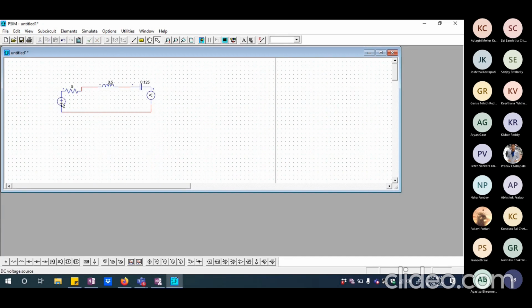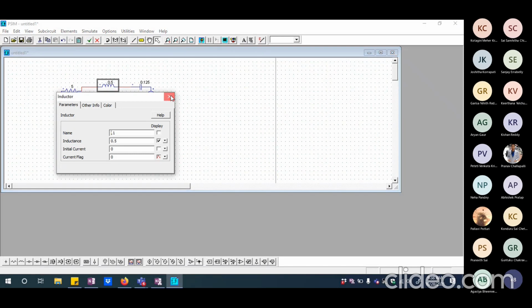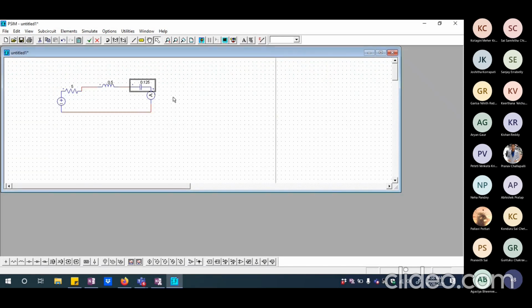Now I will take this value. If I take this value as some 2 volts or 1 volt, whatever, doesn't matter. Okay, let me take this as 2 volts, and let me try to run this system. I'm not taking any initial condition. Initial current is 0, and the initial voltage is also 0. Okay, so let me try to run this.